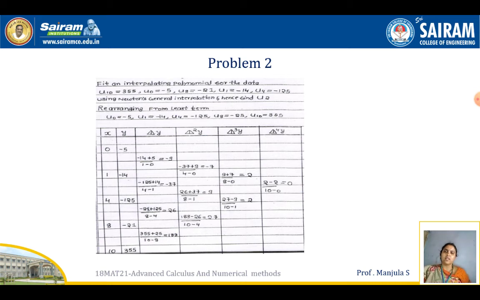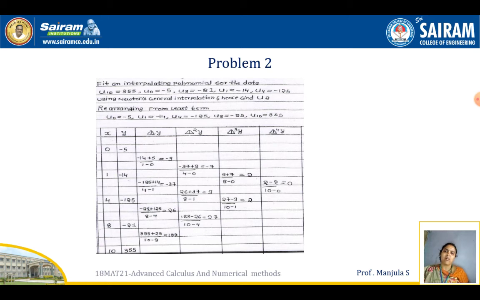Now, Newton's general interpolation is nothing but Newton's divided difference. With the help of that we have to find the polynomial first, and then find the value of u2. Take all the suffix values as x values and the corresponding values as y values. So x values are 0, 1, 4, 8, 10, and the corresponding y values are -5, -14, -125, -21, 355.